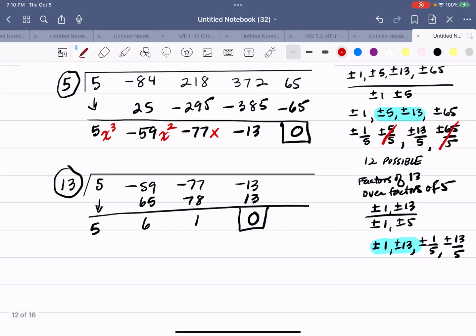And I've progressed, and I have my exponents down to x squared plus 6x plus 1 equals 0.